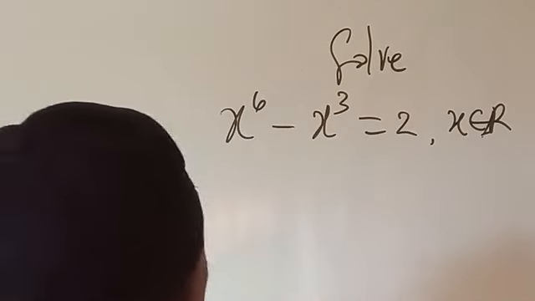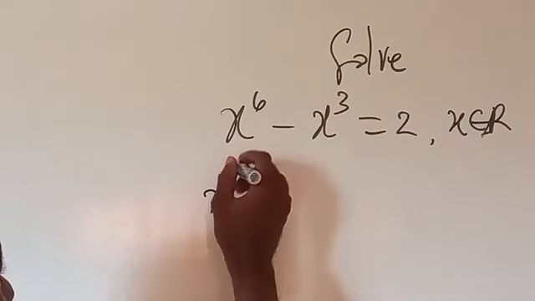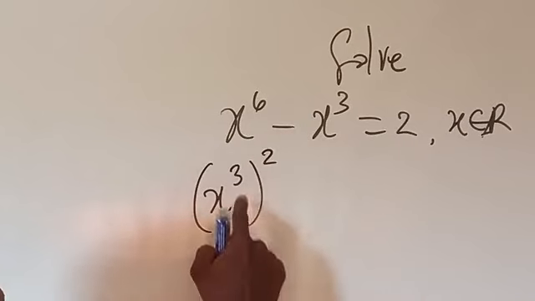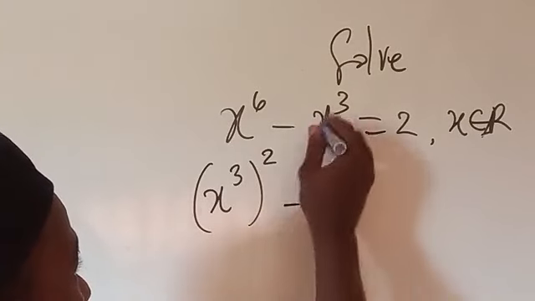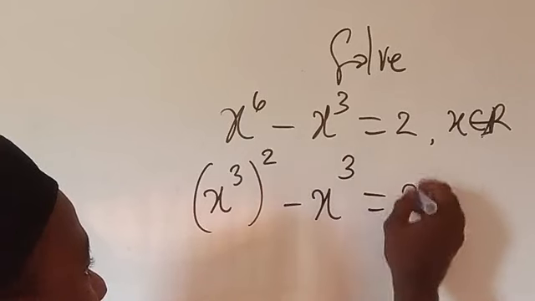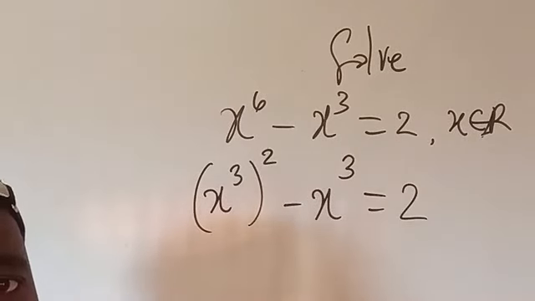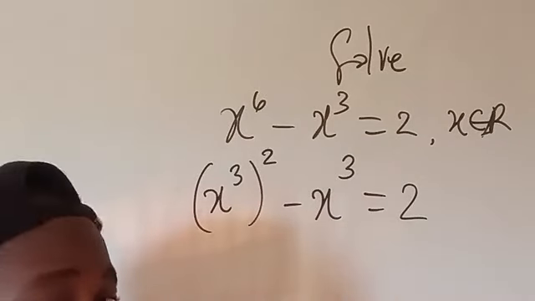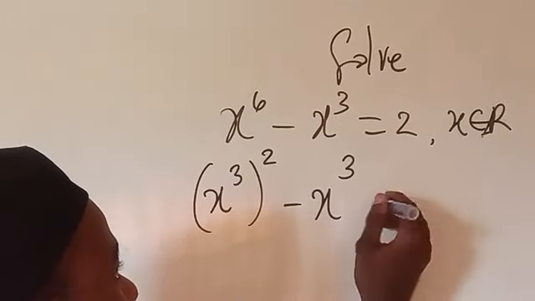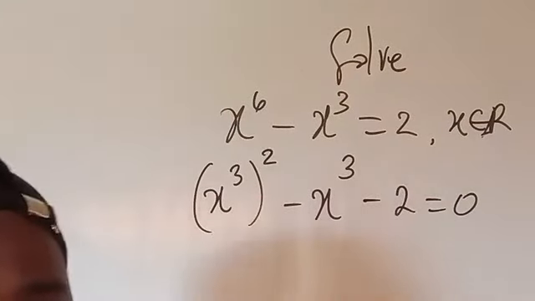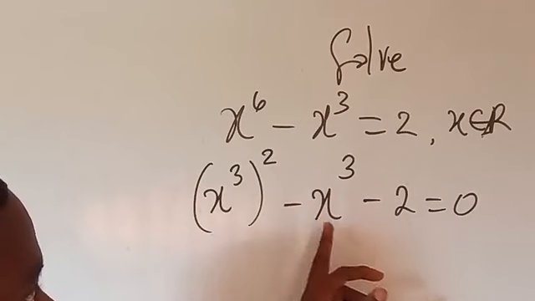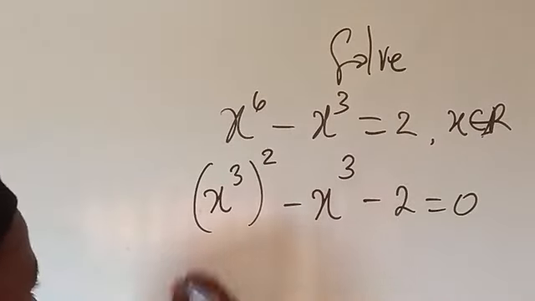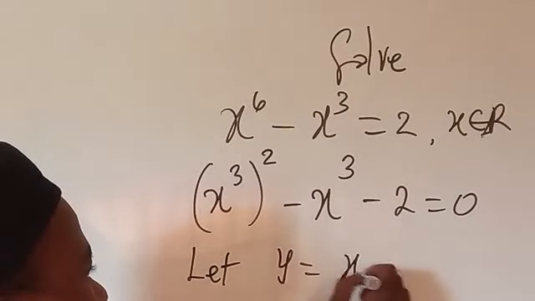Now we're going to rewrite this as x to the power of 3, all to the power of 2, because 2 times 3 will certainly give us 6. Then we have x to the power of 3 equals 2. Let me take the 2 to the left hand side. So this is going to be minus 2, equals 0. There's something I would like to do here. I'm going to use substitution, in the sense that I have x to the power of 3 here and x to the power of 3 here. So can I say let y equals x to the power of 3.